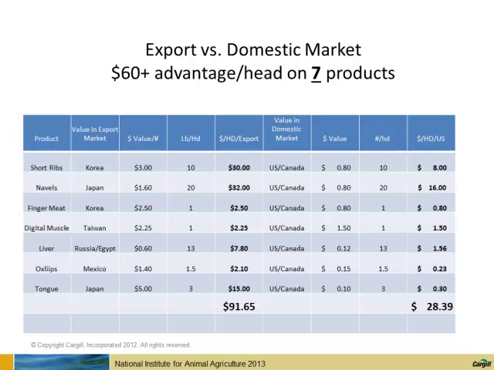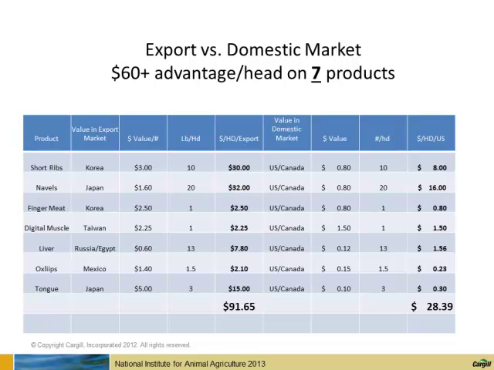Navel, when's the last time you had a beef navel? Finger meat, digital muscle, liver, ox lips, tongue. If you sold those products in the U.S., it's worth $28 a carcass, versus $91. One of my best examples is when's the last time anybody sat down and had a big old helping of pork rectum? What's it worth in China? John Casper? $8 a pound. You imagine? People don't pay that for T-bone sometimes.